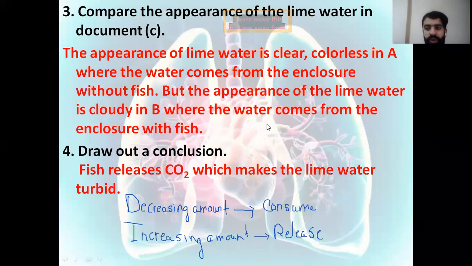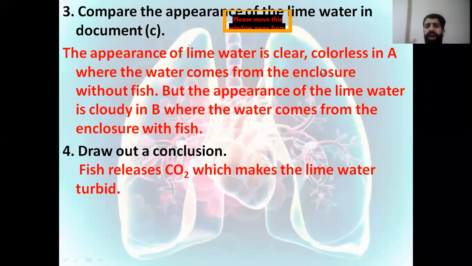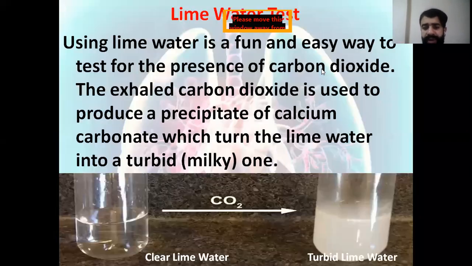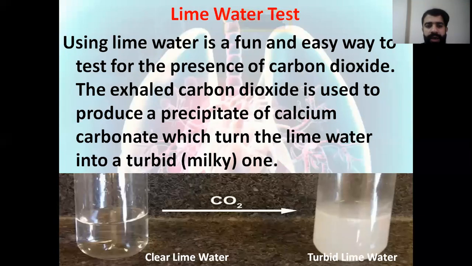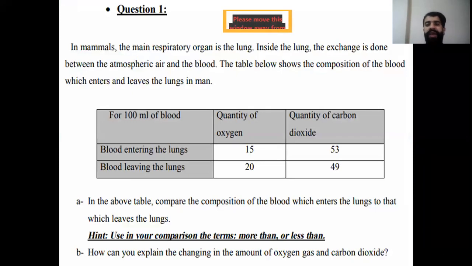So from now on, you have to relate these two words. The amount is decreasing, so we have consumption of this gas. The amount is increasing, so we have release of this gas. These are the notes related to the lime water also. What is the role of lime water? Lime water is the test used to detect the presence of carbon dioxide. If we have carbon dioxide, the lime water becomes milky, cloudy, or turbid, whereas if we don't have carbon dioxide, the lime water remains clear. So this is the importance of the lime water test.